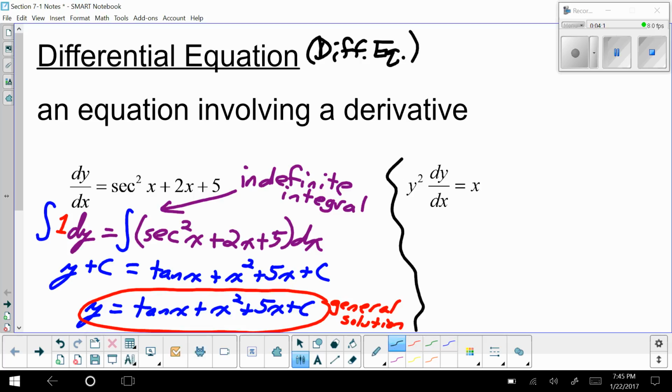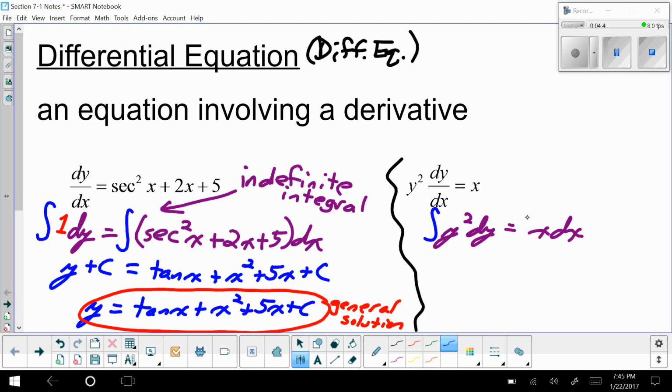But now this method works. This method here, using an indefinite integral, if we already have dy dx by itself, it doesn't tend to really come up very often. However, where we have dy dx not isolated, this is where using separation of variables, where we get y's on one side, x's on the other, tends to come up. So to get y by itself and x by itself, I would need to multiply by dx. So I'll have y squared dy equals x dx.